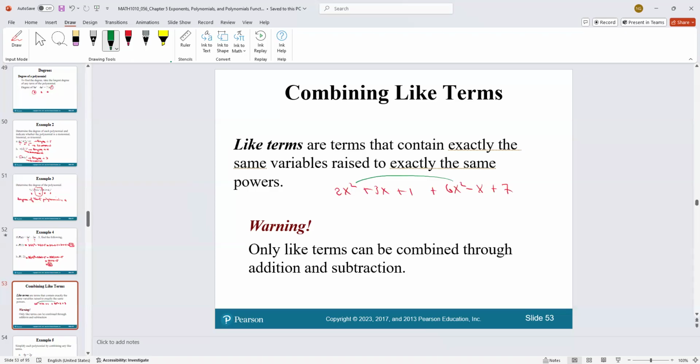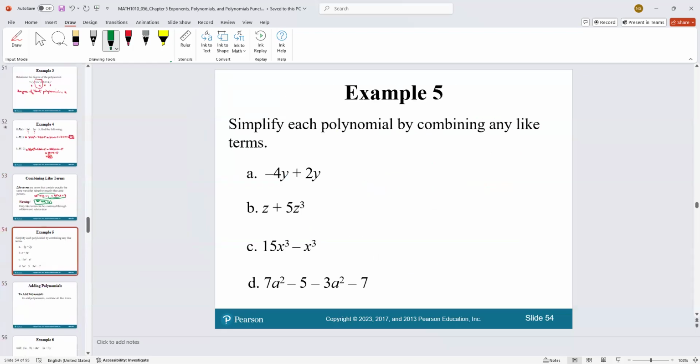2x squared plus 6x squared would give us 8x squared. 3x minus x would give us 2x, and 1 plus 7 would give us 8. You see, we call that combining like terms. Only like terms can be combined through addition and subtraction. Remember that. Very important to keep that in mind.